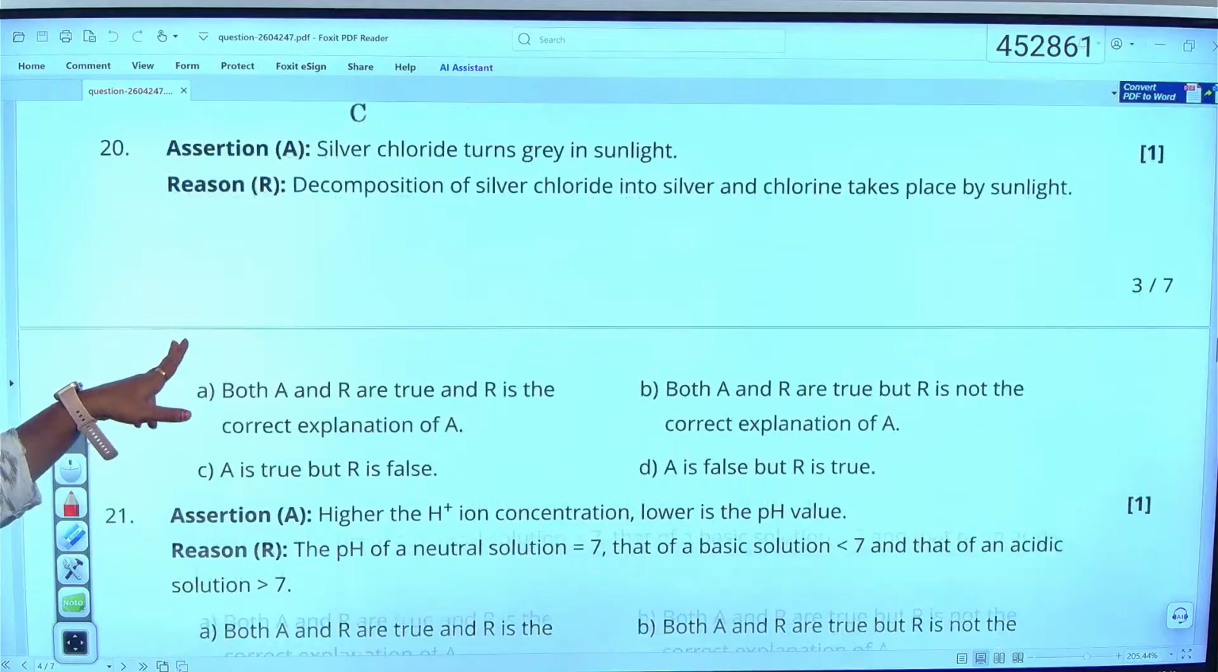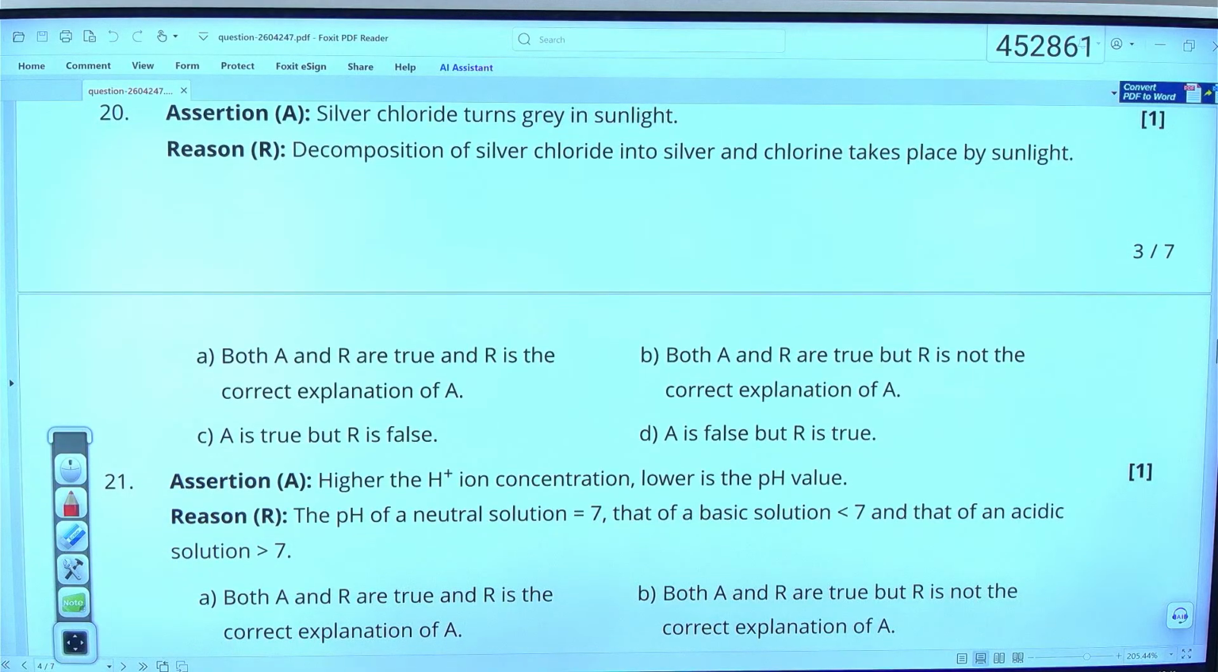Silver chloride turns grey in sunlight. Decomposition of silver chloride into silver and chlorine takes place by sunlight. So both A and R are true. R is the correct explanation of A.